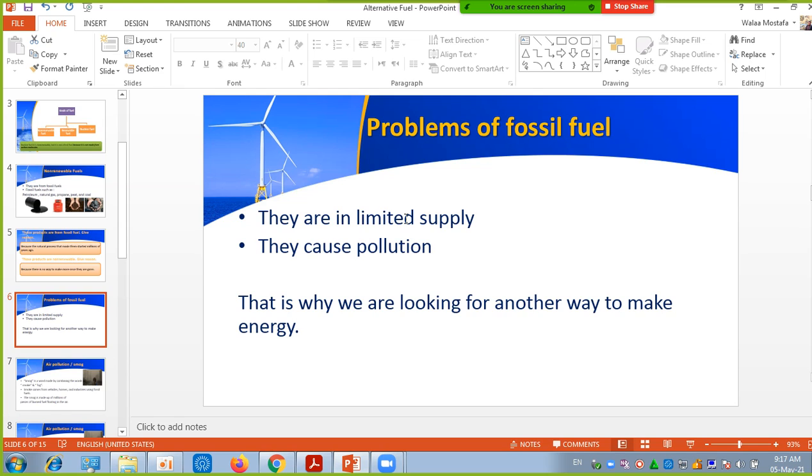What are the problems? The fossil fuels have a limited supply. The components are not easy to be found. It takes millions of years to be formed. Moreover, they cause pollution in burning them. That's why people are trying to find another way to make energy. That's why they are looking for something called alternative fuels from different resources.